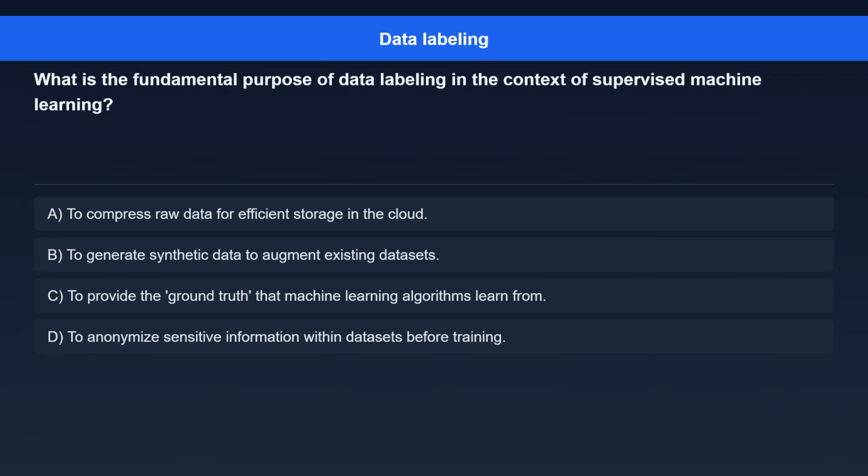Question 4. What is the fundamental purpose of data labeling in the context of supervised machine learning? Option A. To compress raw data for efficient storage in the cloud. Option B. To generate synthetic data to augment existing datasets. Option C. To provide the ground truth that machine learning algorithms learn from. Option D. To anonymize sensitive information within datasets before training.